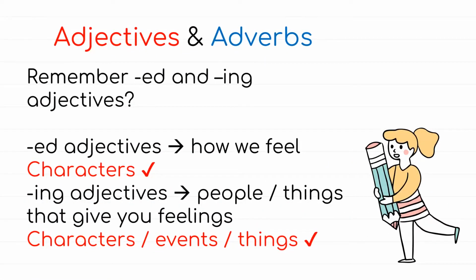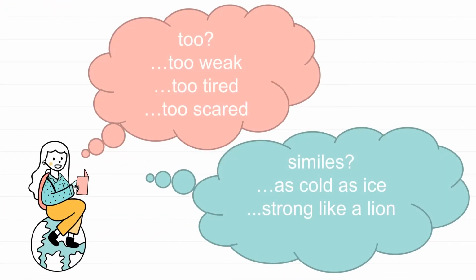Talking about adjectives, do you still remember ed adjectives and ing adjectives? Ed adjectives, we use it when we're talking about how we feel or when some characters feel. So usually, we use ed adjectives on characters. As for ing adjectives, we use it on people or things that give you feelings. So, ing adjectives can be used on characters, events, that means something people do, and also we can use it on things.